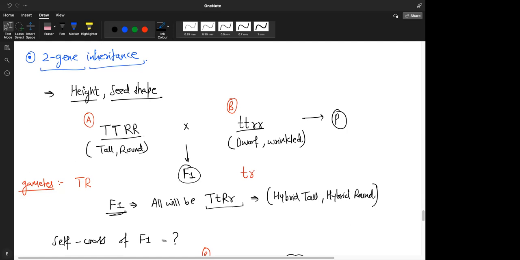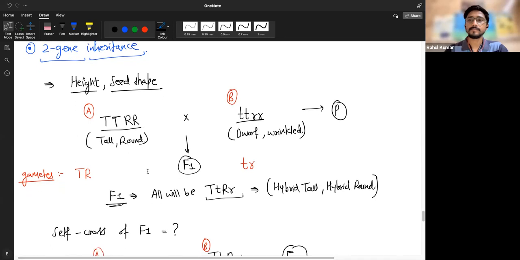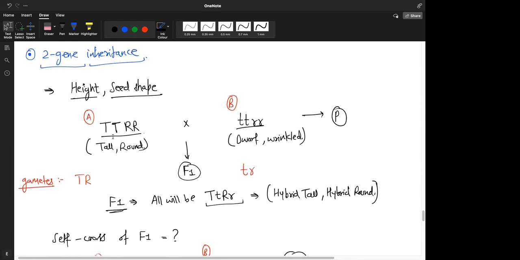We can take one more, one round yellow and a wrinkled green. Now look at the board here. We took two traits, height and seed shape. There were two traits: one was having tall, round, and another was having dwarf and wrinkled.